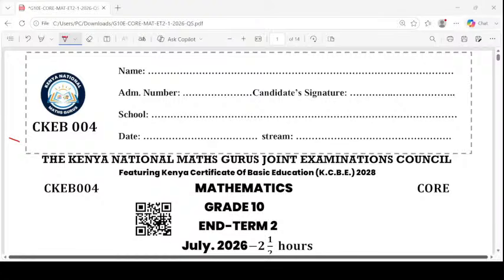Welcome everyone to STEM Smart Academy. We are going to look at the Kenya National Math Gurus Joint Examination Council, the Core Mathematics Grade 10, End of Term 2, July 2026. This is Core Mathematics offered to those learners doing the STEM pathway.